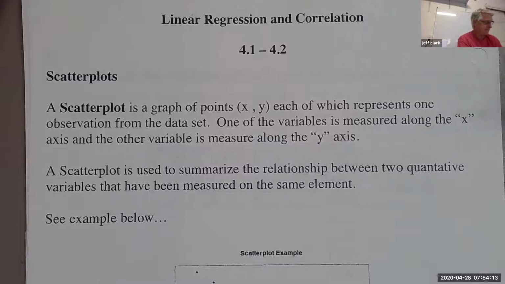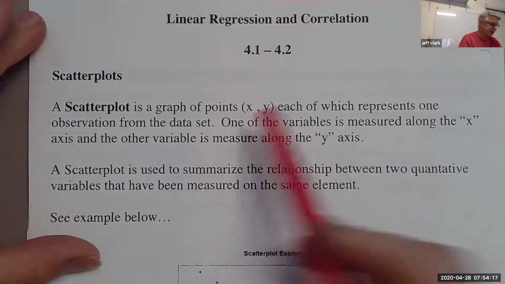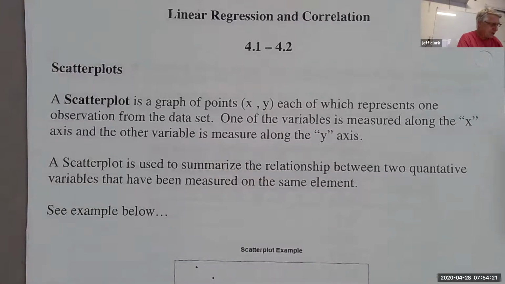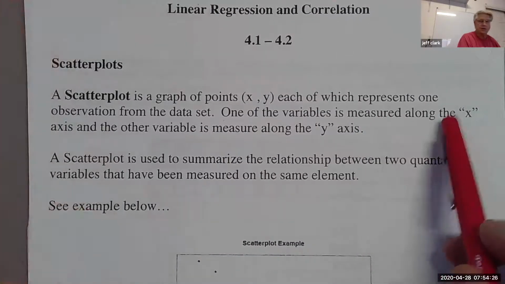A scatter plot, okay, there's your ordered pairs. Each one represents an observation in the data set. One of the measured variables is measured along the x-axis, and the other one is along the y-axis.